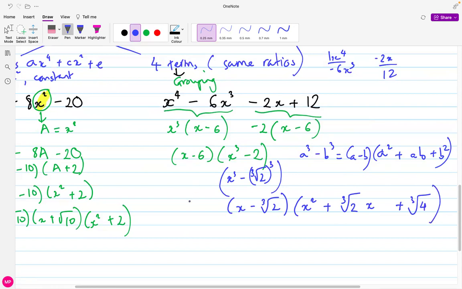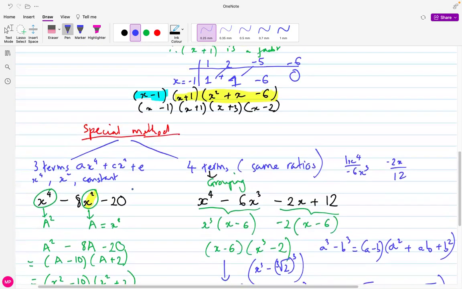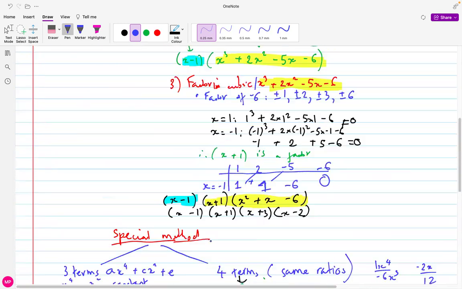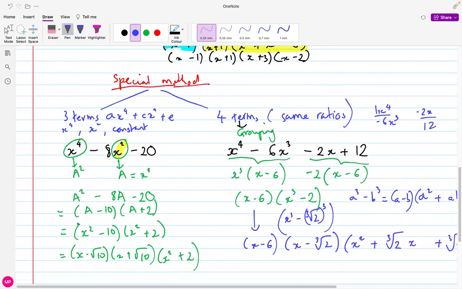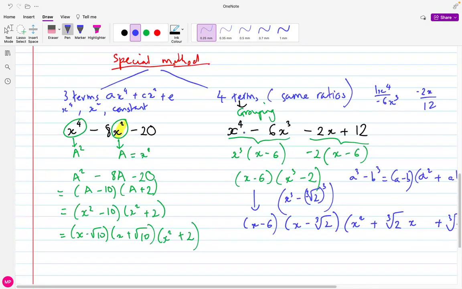And x minus 6, you just write again. So you have x minus 6. So pretty much those are the methods we use for quartics. To summarize: no constant, we take out our common factor; have a constant, we use the factor theorem and draw a table; if we have 3 terms, x to the 4, x squared and a constant, then we convert to a quadratic equation; and if we have 4 terms with the same ratio, then we do grouping.